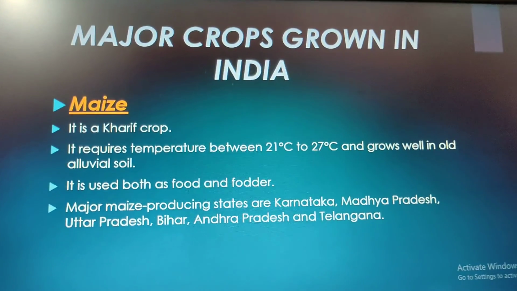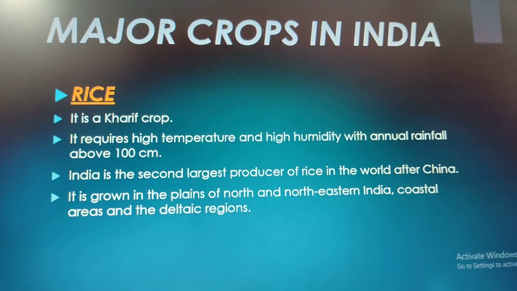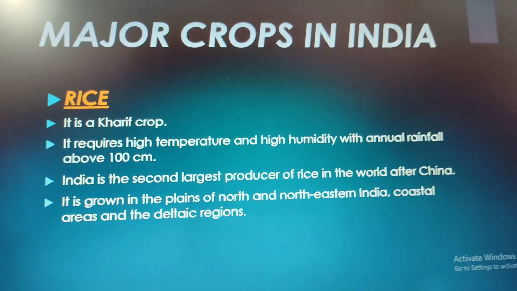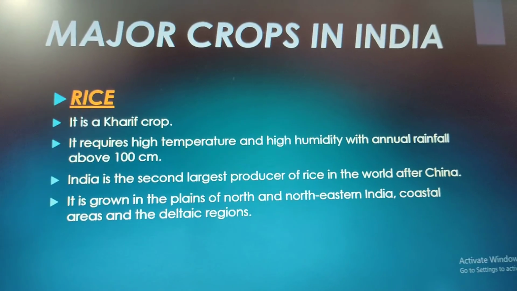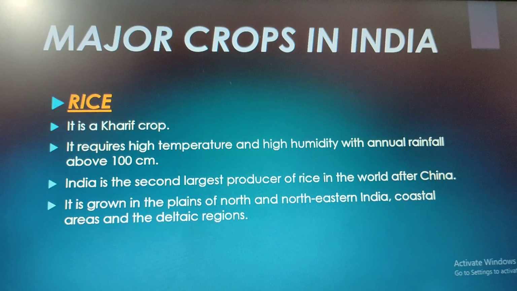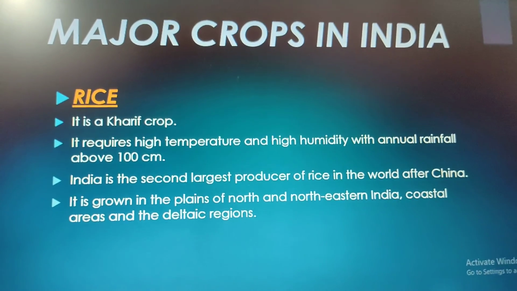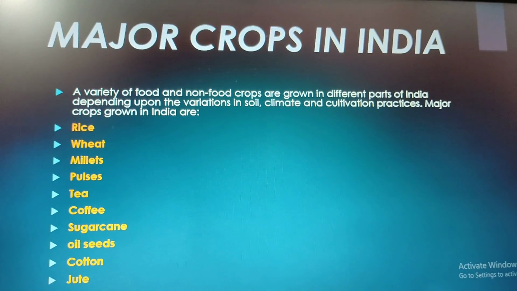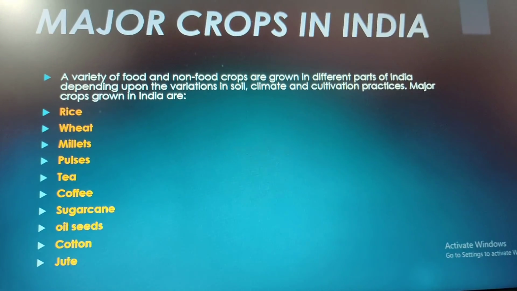So, this was all about the major crops which are grown in India. What climatic conditions do they require? In which states are they grown? And what quantity of those kind of crops are produced in India? So these are the major crops in India.